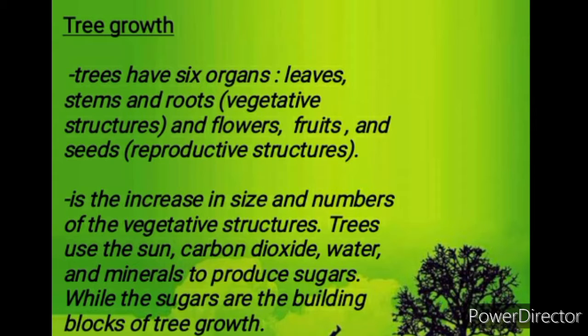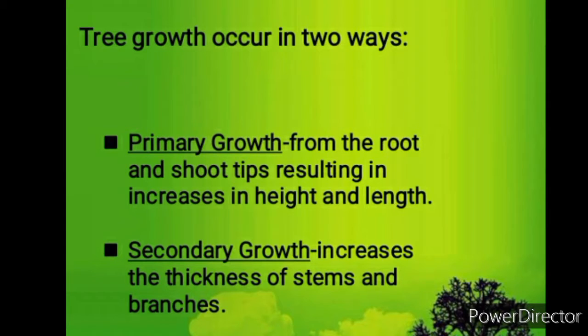Trees have six organs: leaves, stems, and roots are the vegetative structures, and flowers, fruits, and seeds are the reproductive structures. Tree growth is the increase in size and numbers of the vegetative structures. Trees use the sun, carbon dioxide, water, and minerals to produce sugars, and sugars are the building blocks of tree growth. Tree growth occurs in two ways.